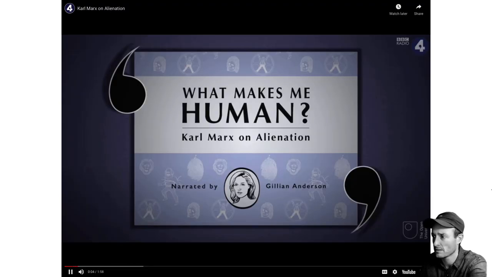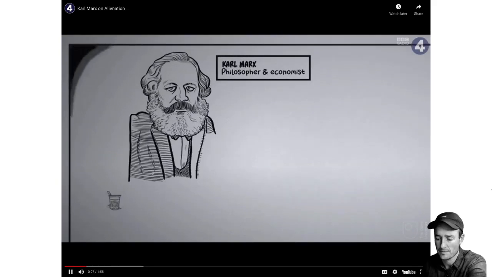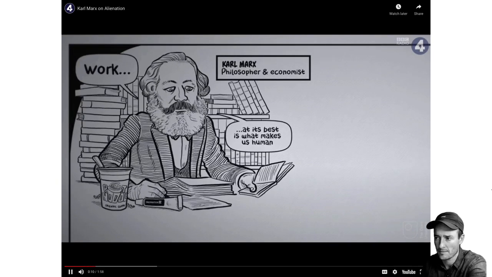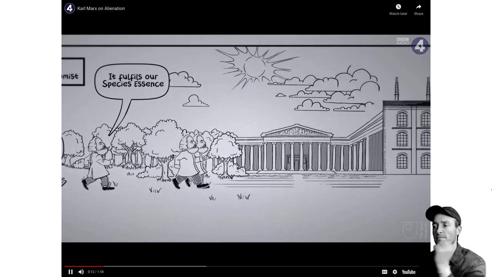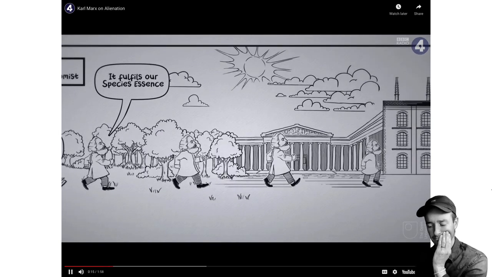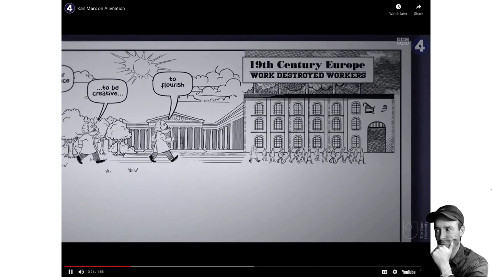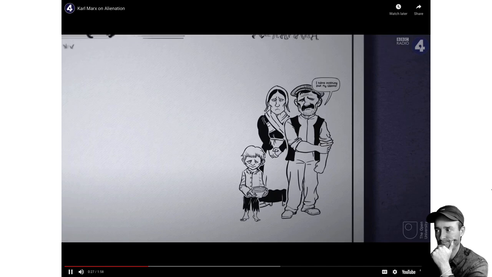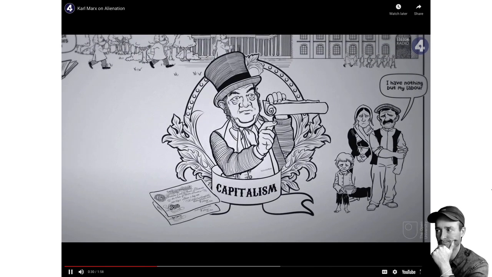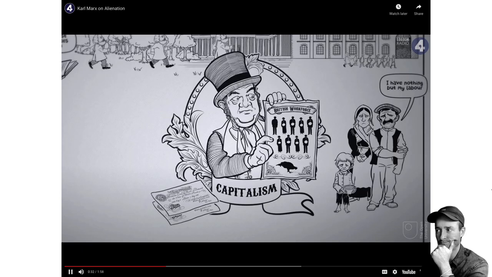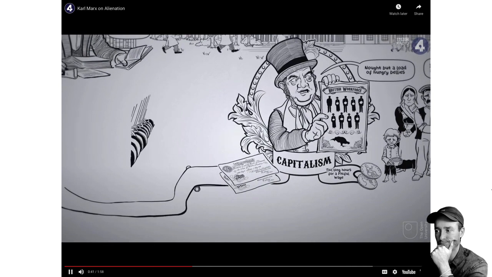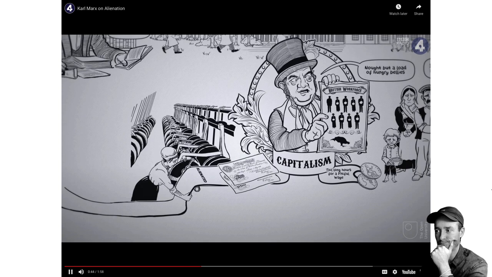Karl Marx on alienation. Karl Marx believed that work, at its best, is what makes us human. It fulfills our species' essence, as he put it. Work allows us to live, to be creative, to flourish. However, the reality in 19th century Europe was that work destroyed workers, particularly those who had nothing to sell but their labor. To the mill and factory owners, a worker was simply an abstract idea with a stomach that needed to be filled. The workers had no choice but to toil long hours for a pitiful wage. What was worse, their labor alienated them.